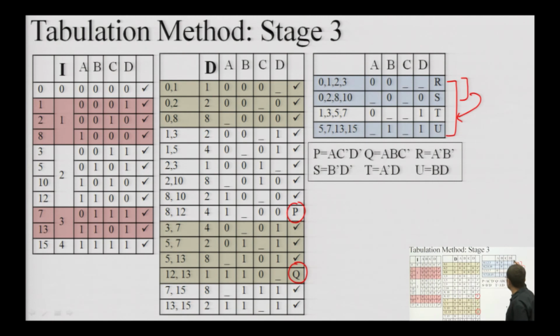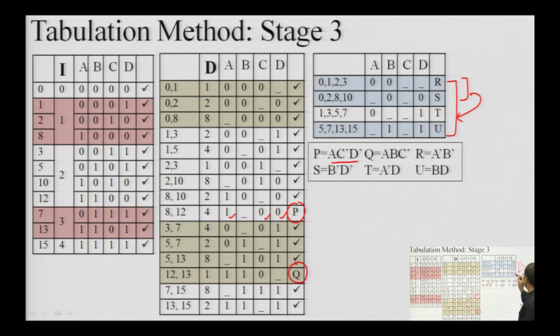So, I have mentioned these as my prime implicants. So, these P Q R S T and U. So, these are being labeled here as P. How is this written? P is covering 8 and 12. 8 and 12 means dash 1 dash 0 0, that means A is there, B has been eliminated, C bar D bar. So, A C bar D bar here.